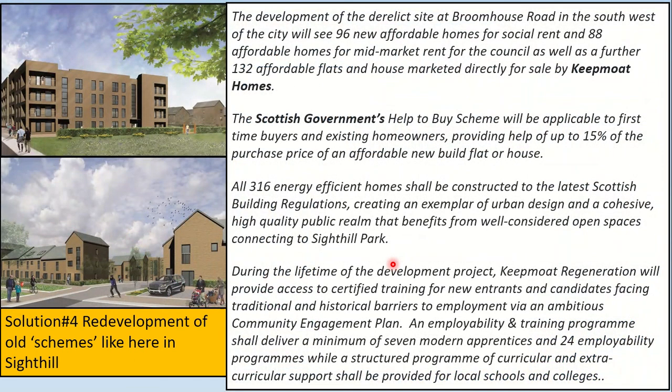Sticking with the North Sighthill project, though, there are loads more things to say. The construction company Keepmoat Homes was given the contract for the construction. And you'll see in the writing here, do pause the video and read the screens, guys, making sure you're taking notes as you go, that there's a balance of affordable homes for social rent and 88 homes for mid-market rent and a further 132 directed for sale. We've seen that before. So there's a balance of flats that were for sale and ones that were affordable and for rent, I'm sorry. But the point that I was going to focus on there was Keepmoat Homes.